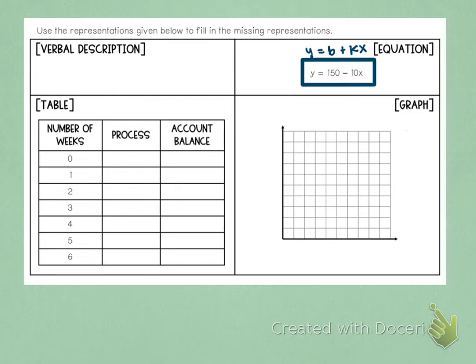Okay, so then let's take from our table. So we have this equation, but what does it mean? Our x value is number of weeks, and our y value is account balance. So this looks like it is decreasing. So if we are decreasing, we are losing money. So how much are we losing per week? If it goes by number of weeks, it looks like we have this starting balance. B represents starting balance.